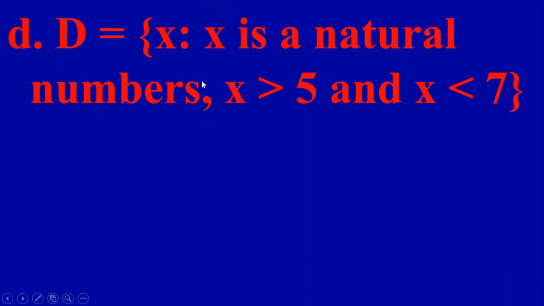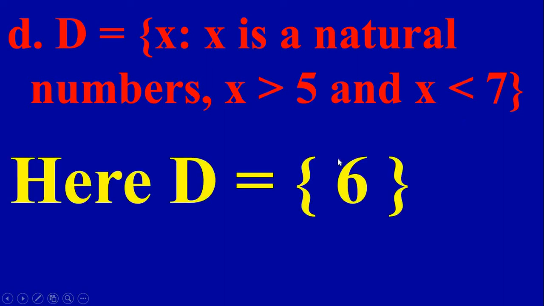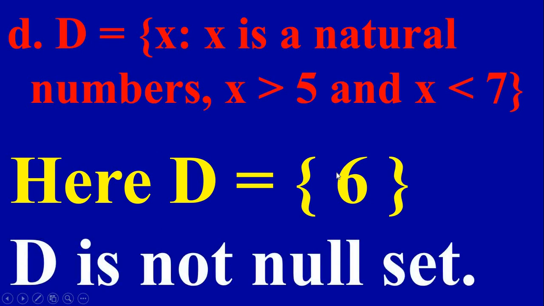So next one, D equal to set of all x such that x is a natural number and x is greater than 5 and x is less than 7. You have to find one natural number which is more than 5 and less than 7. Yes, there is one number, it is 6. Here there is one element in D. So therefore D is not null set.